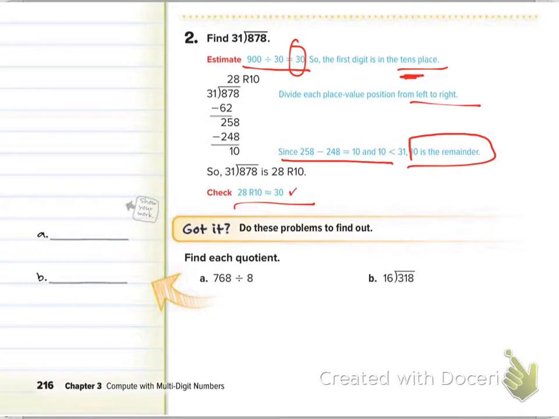Okay, 31 students cannot fit into 8 desks. So we could put an X or 0 above the 8 and then go to 87. 31 can go into 87 twice. So that 2 is going above the 7 because our number was 87. 2 times 31 gives us 62. When we subtract 87 and 62, we get 25.